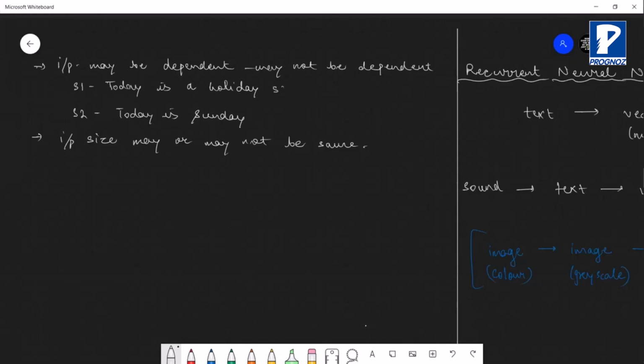Similarly, suppose there is a statement 3 which says I am planning to visit my hometown next week.